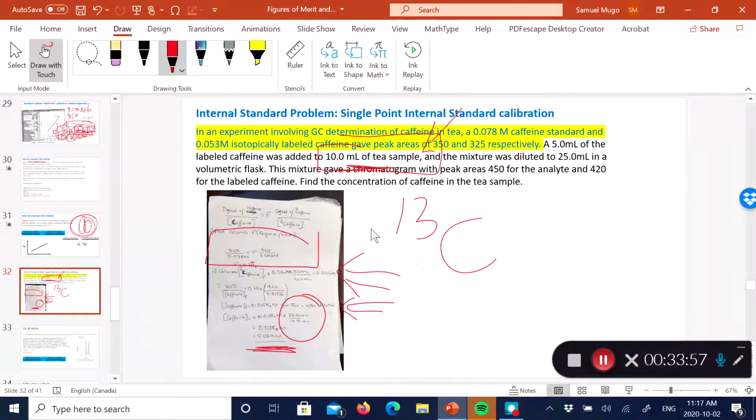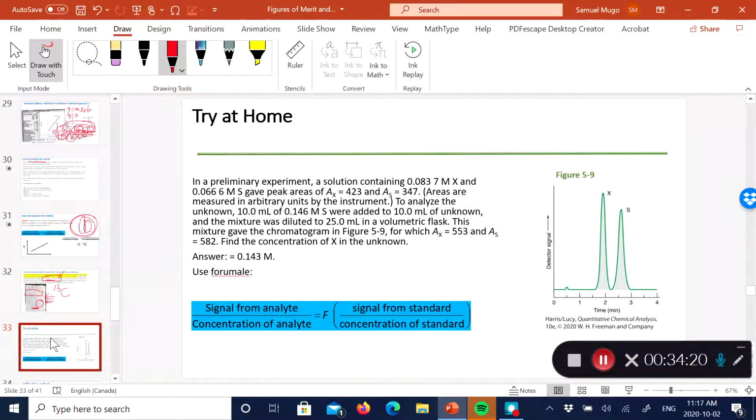So you can see it's fairly straightforward. You're using internal standard calibration, which corrects for instrument reproducibility or sample preparation reproducibility. That's the purpose of the internal standard. Standardization, on the other hand, corrects for matrix effects. So why don't you try this problem at home? It's very similar to what I've just done in the previous slide. So try that at home. Again, there's a single point calibration, and you're going to get an answer of 0.143 if you do it properly.